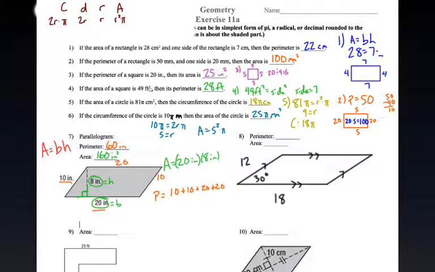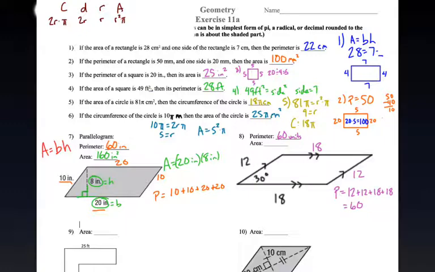To find the perimeter, the opposite sides of a parallelogram are congruent. So 20 plus 20 plus 10 plus 10 gets us that perimeter of 60. Number 8, I'm going to do the perimeter first this time. Opposite sides are congruent, so 12 plus 12 plus 18 plus 18 gets us 60 units for the perimeter.